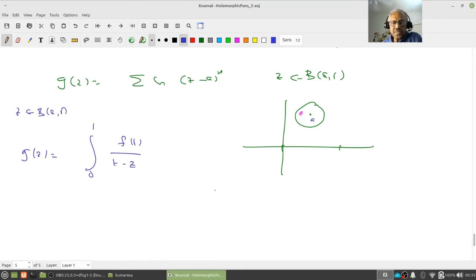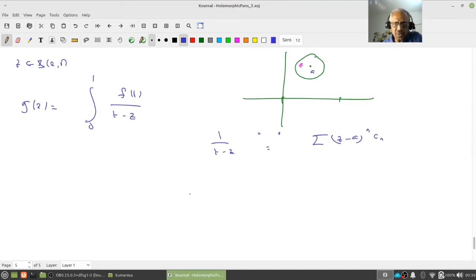So what I want to do is write 1 by t minus z in the form of a geometric series in terms of z minus a, something like this. I want to express this in a way that is uniformly convergent, so that I can interchange the integral and the sum, etc. Don't worry, you should always have some kind of a blueprint, some idea of how you want to go through the proof. This is what I want to do. Now how will I do that?